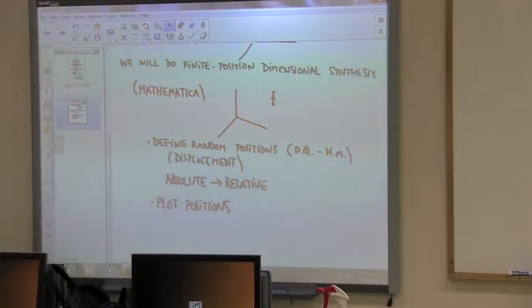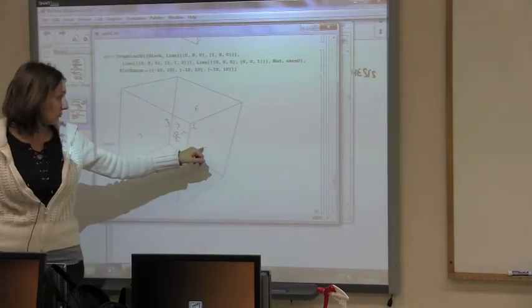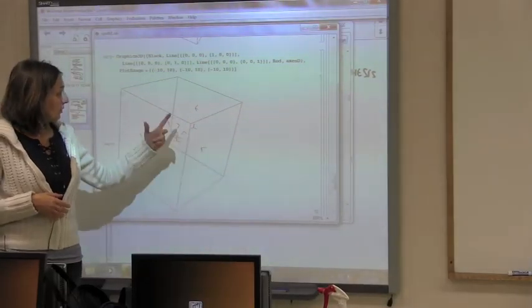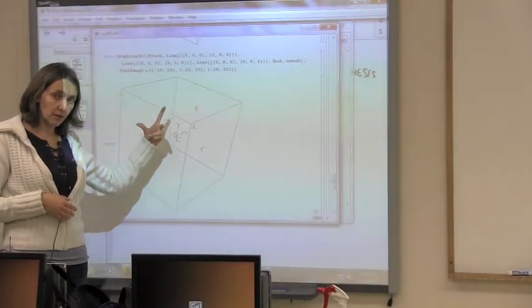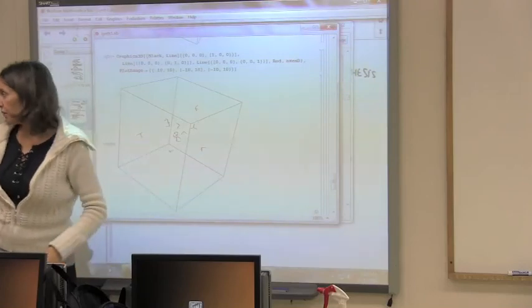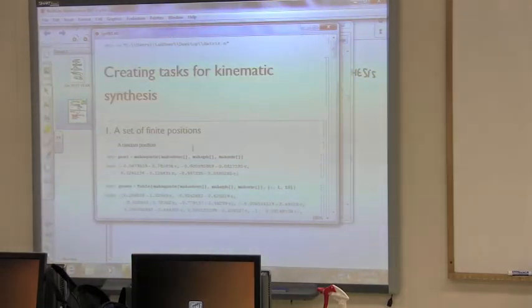Okay, so let's go back to Mathematica. These are the absolute displacements from this origin. One way of looking at it is, imagine this frame was sitting right on top of the fixed frame at the beginning, and now it's here. What is the motion that has happened, right? That's the equivalent. So now we have a set of finite positions, and then we will put absolute.